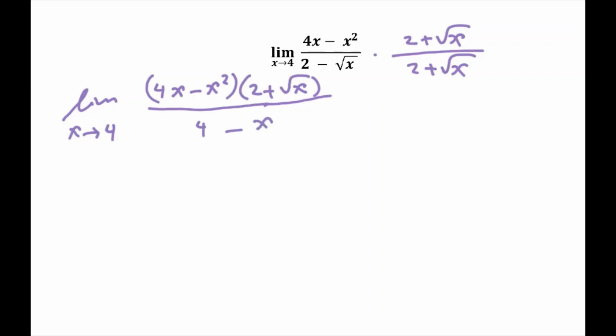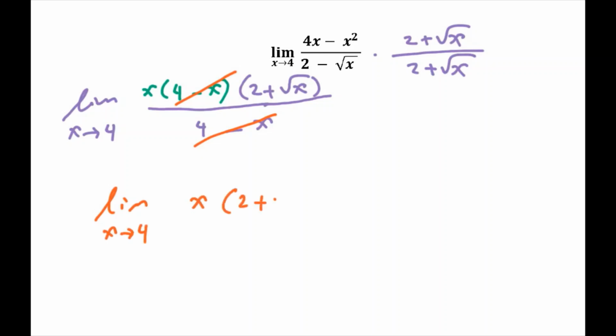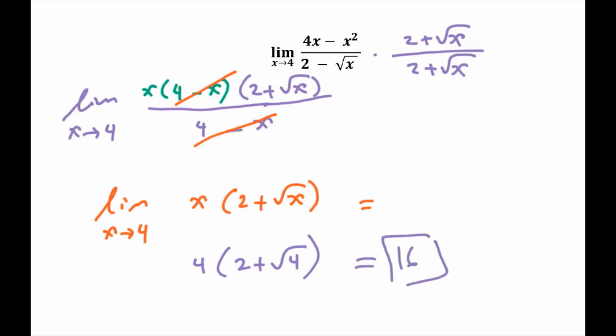Now as you can see, I can go here and take x as a common factor. And if I do that, these two will cross out each other. And what is left? Limit x approaches 4, x times 2 plus square root of x. That's going to be equal to 4, 2 plus square root of 4, which is 2. 2 plus 2 is 4. 4 times 4 is 16. So the answer will be 16.